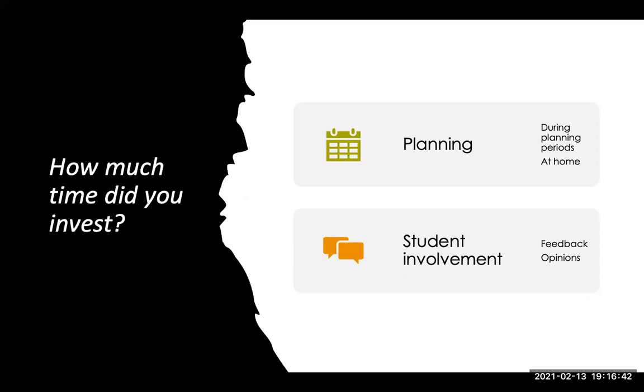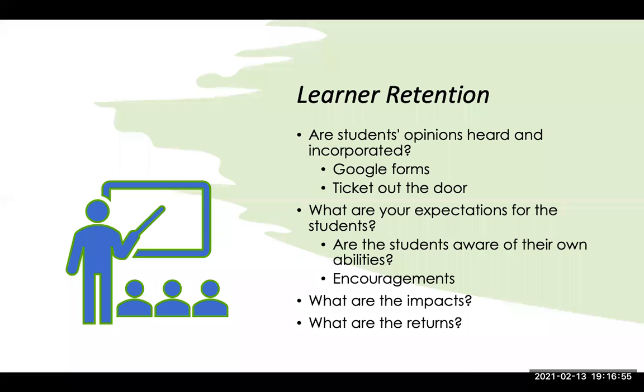Next is student involvement, gathering that feedback and opinions so that we can improve upon our lessons for them. Next is learner retention. When we're teaching, are the students' opinions heard and incorporated? A couple things we can do to make sure that they know that their opinions are heard and known.